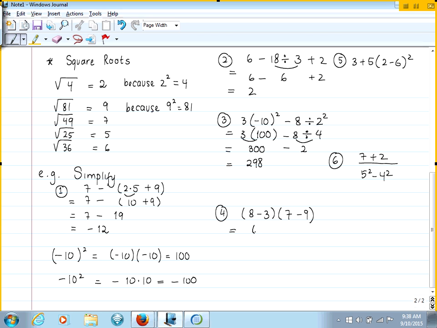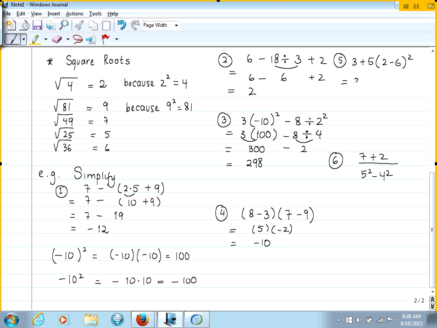Which one do we do first? Parentheses. So this is 5 times negative 2, which is negative 10. Finish. Yeah. Next. Which one first?